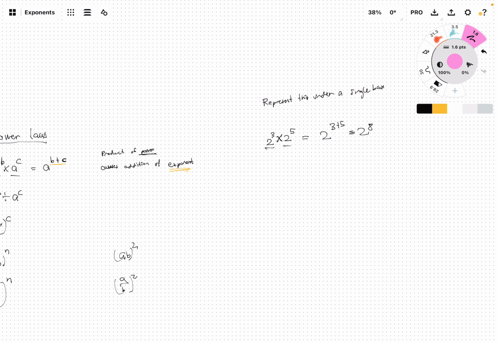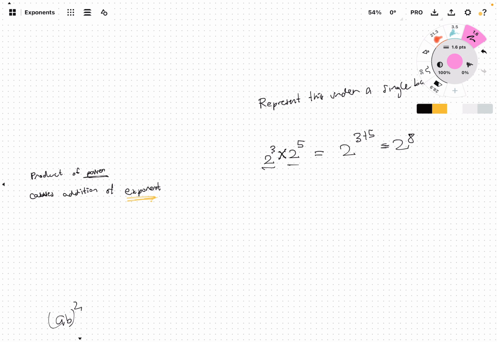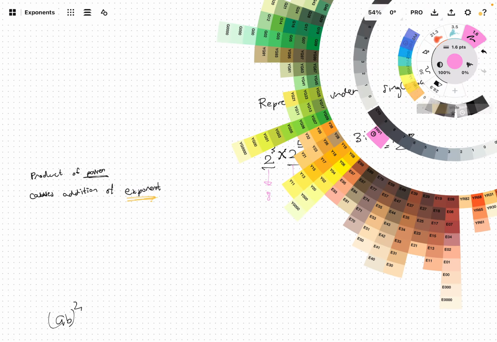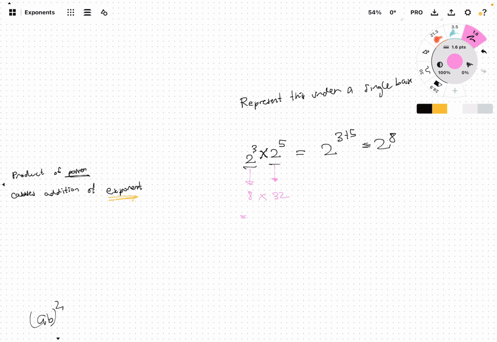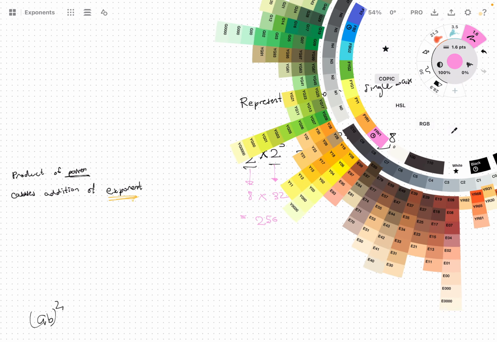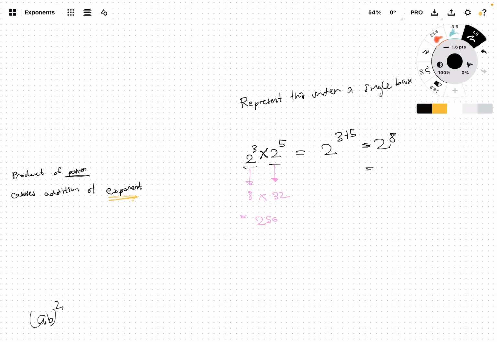And in fact, you can check your answers. 2 cubed is 8. 2 to the 5, if you check that, is 32. And 8 times 32 would be, use your calculator here if you want, but it will be 256. And if you check, 2 to the 8 would also be 256.